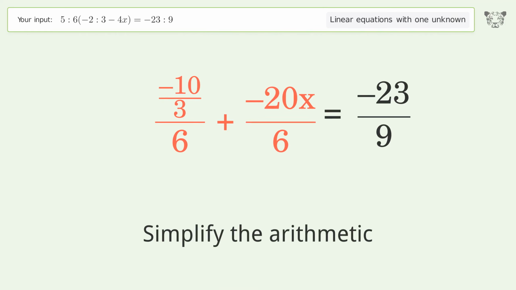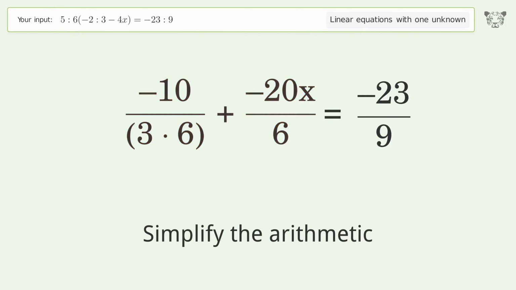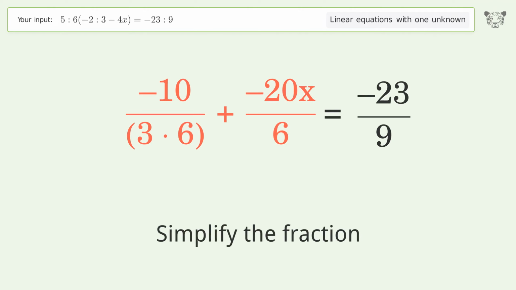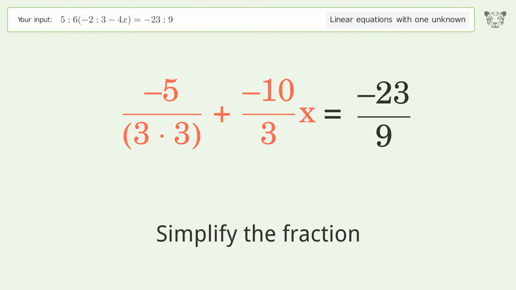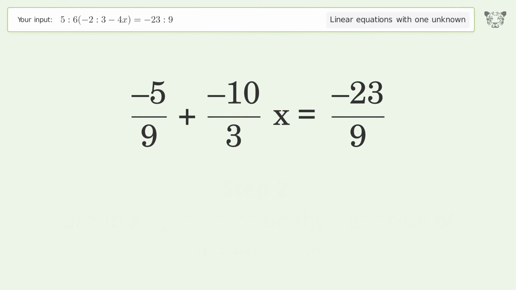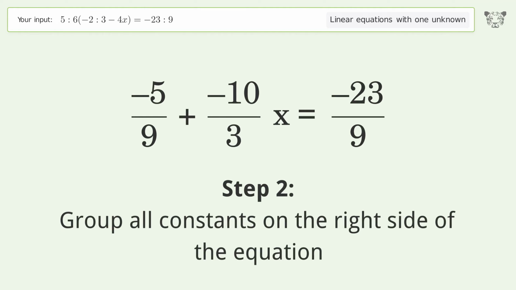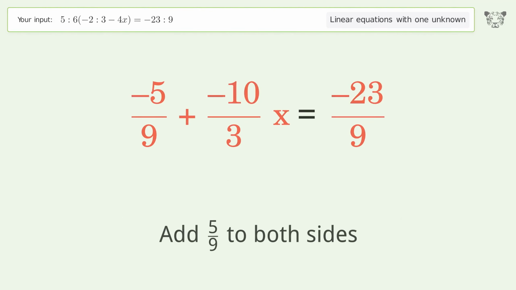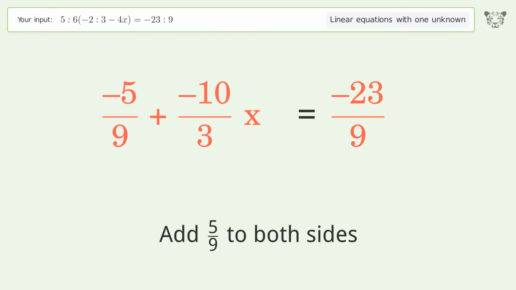Simplify the arithmetic. Simplify the fraction. Simplify the arithmetic. Group all constants on the right side of the equation. Add 5/9 to both sides.